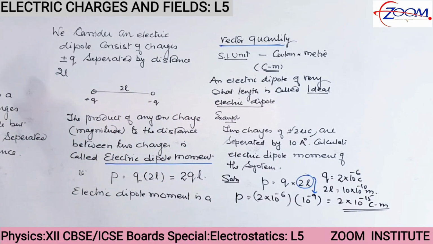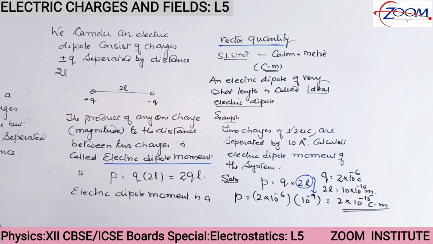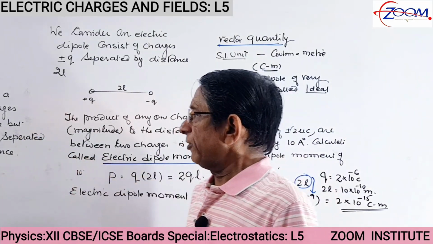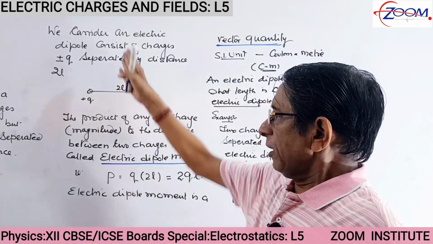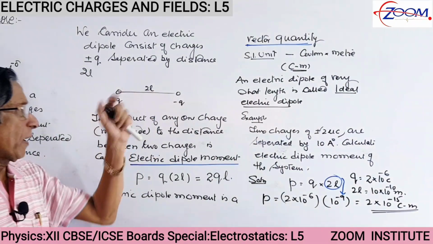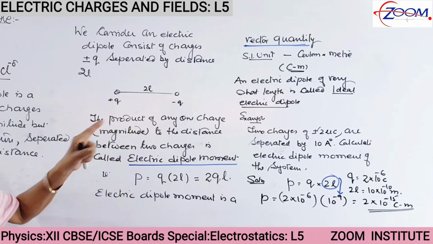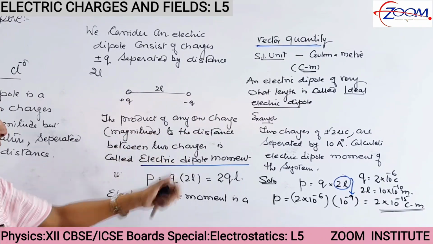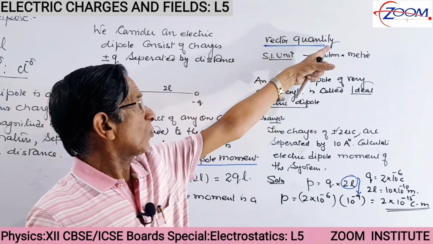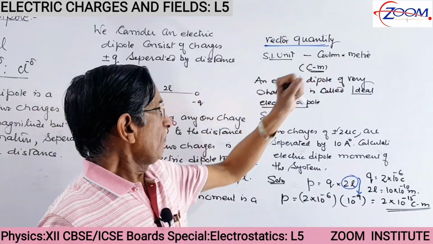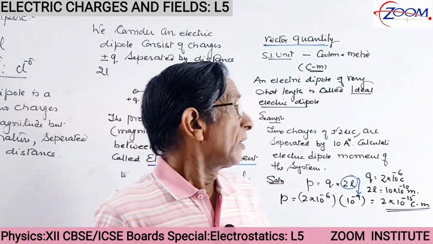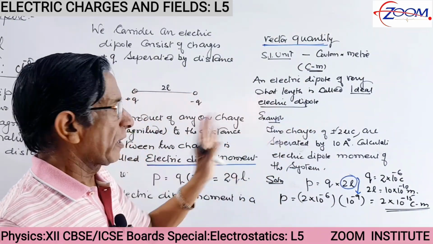So in this way we have studied about electric dipole. Electric dipole is a system of two charges of equal magnitude but opposite in nature, separated by a small distance. We consider electric dipole of charges plus minus q separated by distance 2L. The product of any one of the charges with the distance between the two charges is called electric dipole moment. Students, electric dipole moment is a vector quantity. SI unit, coulomb meter. If a dipole is of very short length, then it is called ideal electric dipole.